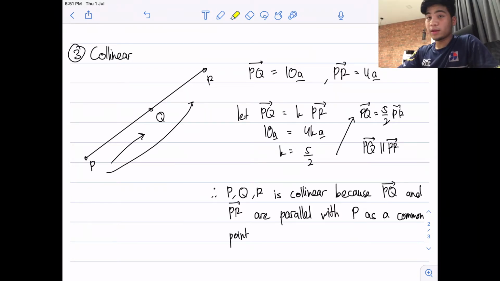So basically the keywords that you want to have here are parallel and then P as a common point. These two keywords have to be in your answer for you to get the marks when answering proving collinear questions.